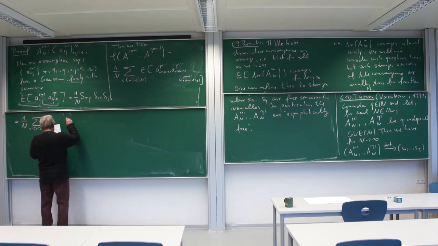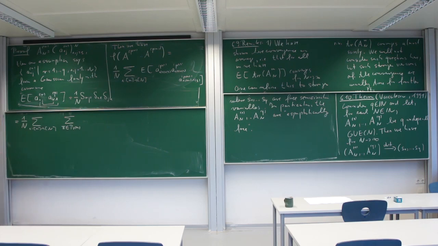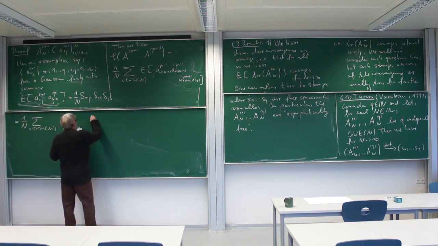So I'm summing over all pairings of M elements, and each pairing makes a contribution. And this contribution is given by the product of contributions coming from the blocks. Each block corresponds to a second moment. This makes a contribution. So what I get here is the product over the blocks of the pairing.